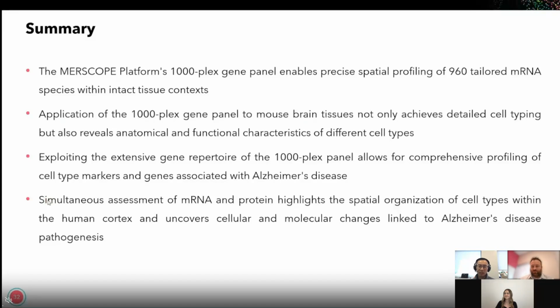Here we haven't specifically validated antibodies with the 1000 plex gene panel, because although we can do this together, the workflows are kind of separate from each other. We just use additional imaging rounds for the antibody staining. Because we have validated many antibodies in our previous development with relatively smaller gene panels, we don't see any issues applying these already validated antibodies to the new 1000 plex gene panel, because the workflow is still the same.